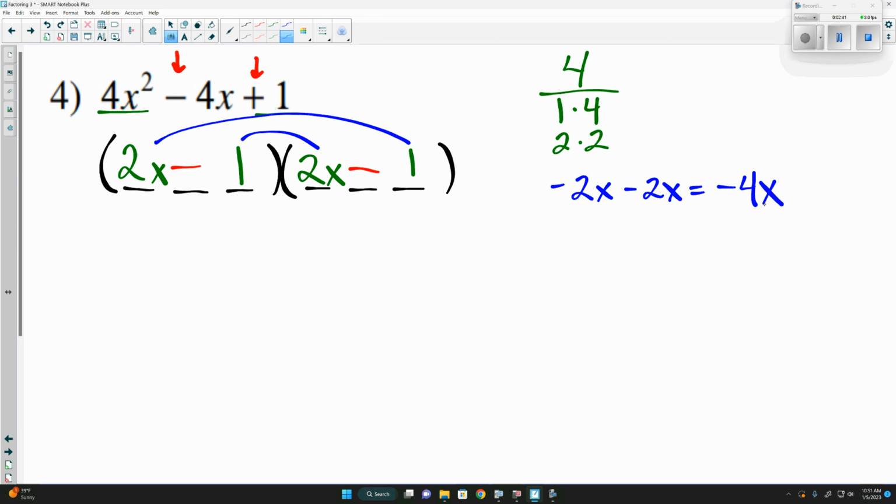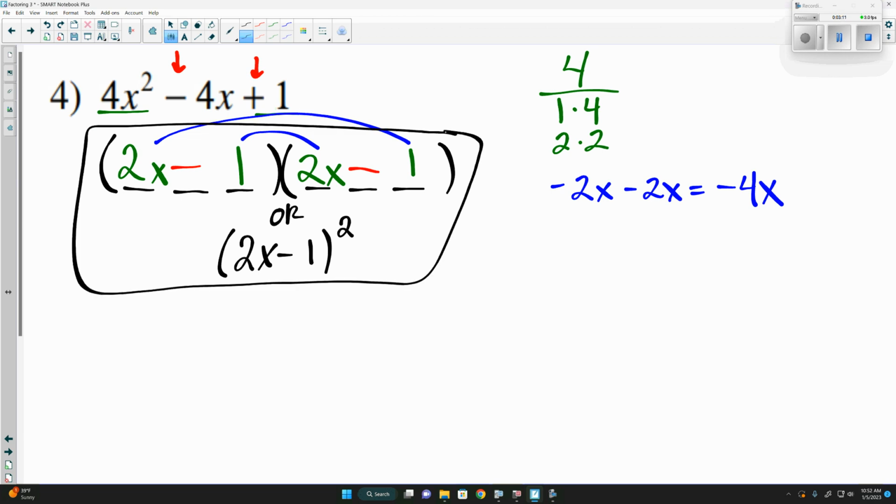Now again, I said this was one of our special cases, or kind of a special type of factors. And if we look at what the 2 factors are, well, the first one is 2x minus 1. The second one is 2x minus 1. So this one here, we could actually rewrite it as 2x minus 1 squared. We could write it in either form. We could write it as 2x minus 1 times 2x minus 1, or we could rewrite it just as 2x minus 1 squared. Either one of these works.